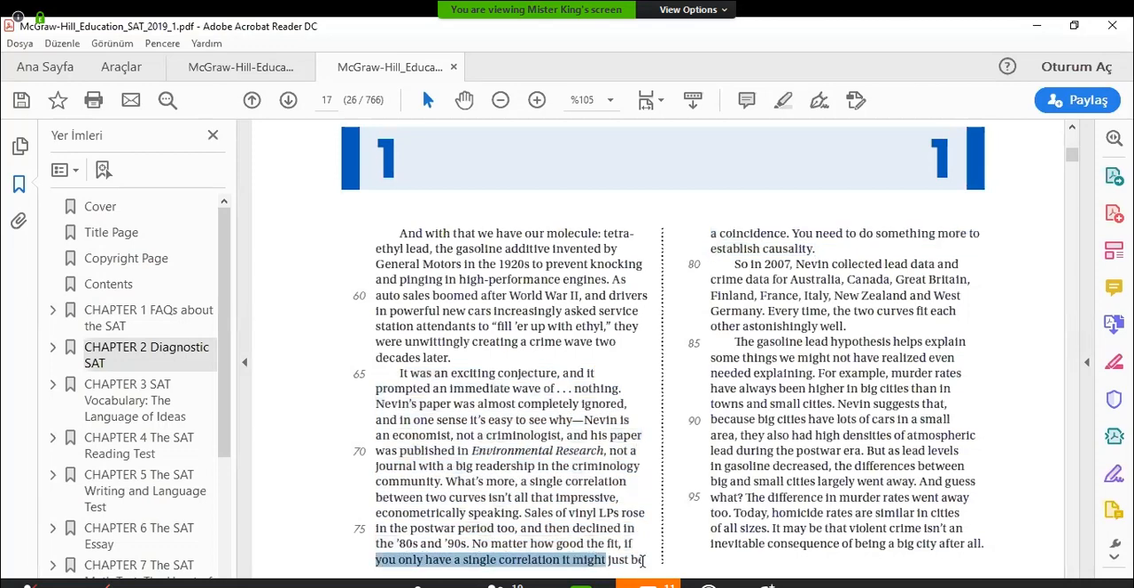Nevin's study did not gain popularity, and the reasons for it being ignored. This is the main idea of this paragraph. Yes. And the final paragraph is just a kind of summary. Yes, mostly. If you only have a single correlation, it might just be a coincidence. So this is a basic principle for all academic studies. Just one link cannot explain the whole event.